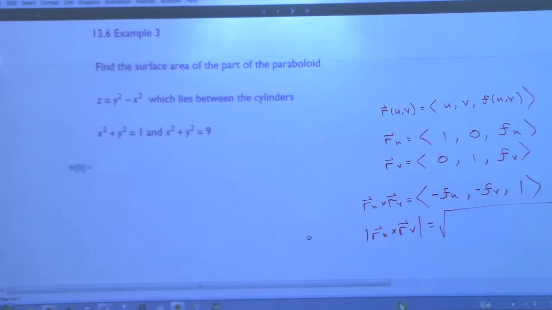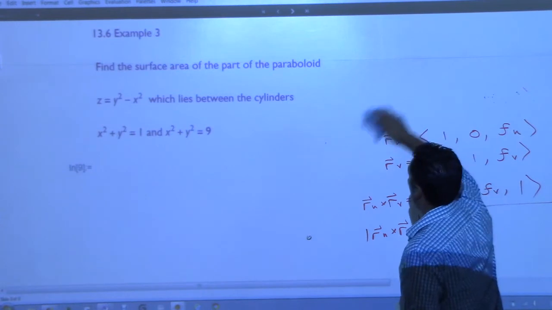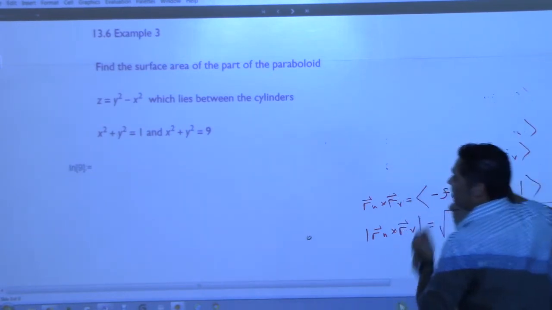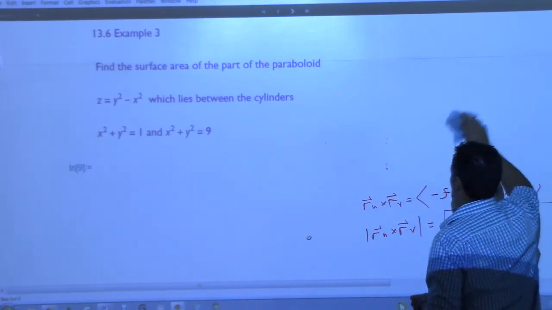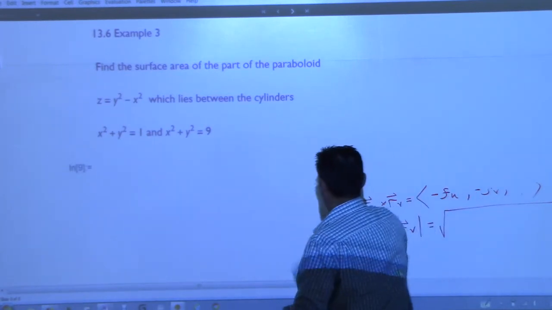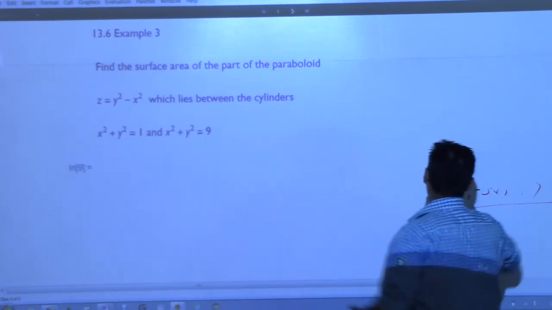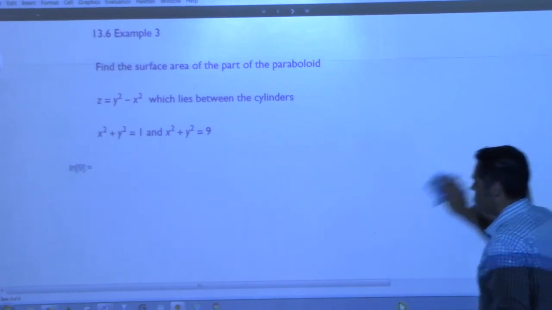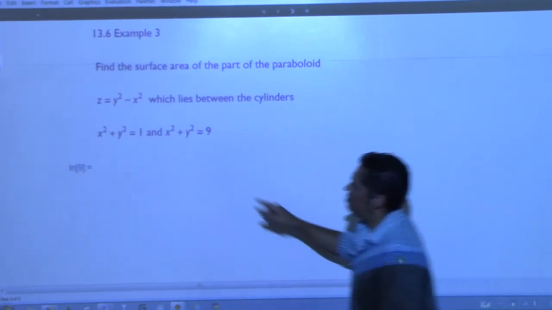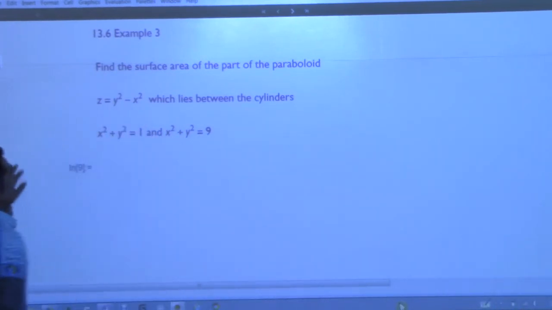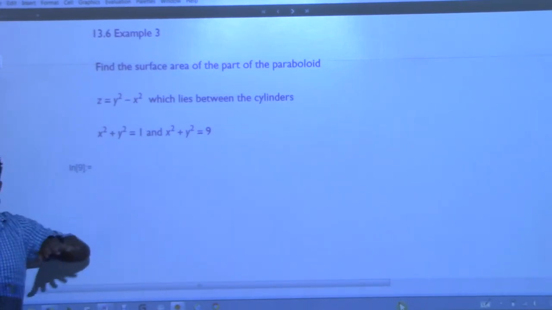Find the surface area of the paraboloid z equals y squared minus x squared, which lies between the cylinders x squared plus y squared is 1 and x squared plus y squared is 9. Okay, this is a weird surface to even put your head around, like what it looks like. So do y'all know what this looks like? Z equals y squared minus x squared. It's a surface, right? Some sort of surface.